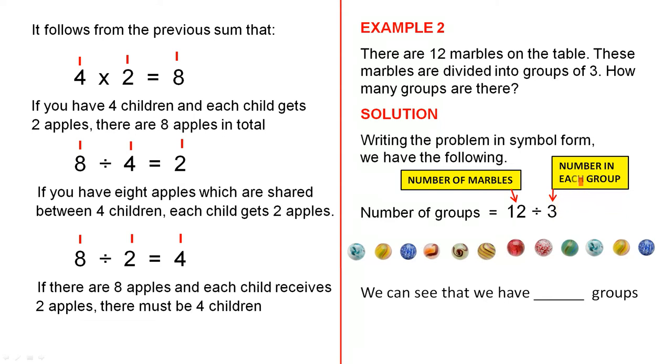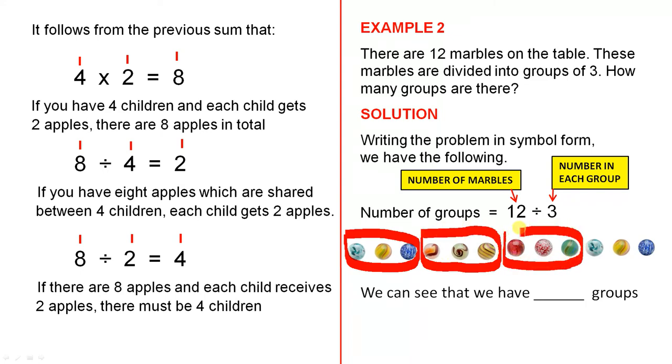So knowing that the number in each group is 3, all we do is this. We just put 3 marbles in each group, and we'll see how many groups we have. So far we have 2 groups, 3 groups, and here's our 4th group. We can see that we have 4 groups.